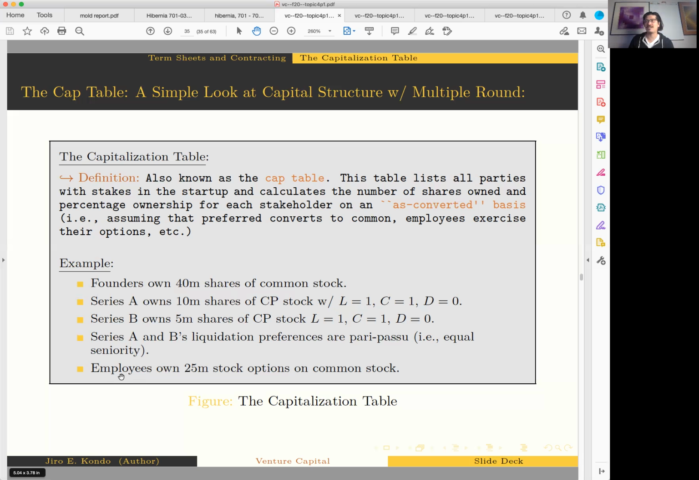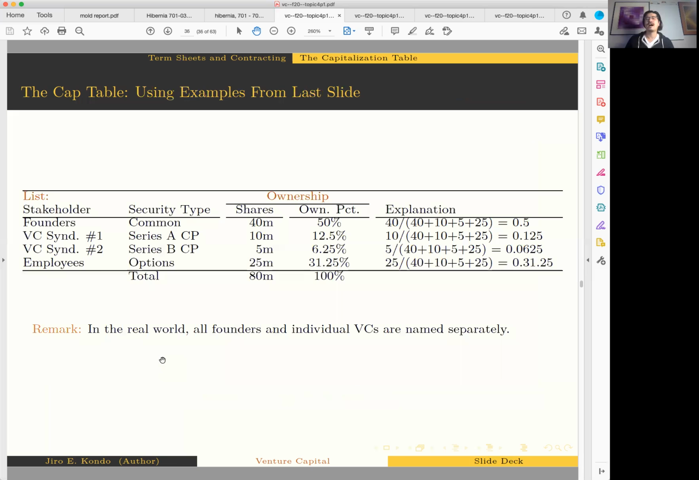So the cap table here is easy. By the way, some people include employees in the cap table. Some people only include employee shares that are already owned, so they don't include the options. Some people don't include any of the employee stuff in the cap table. So different people mean different things when they say a cap table. I'm including everything, including the employee options, okay?